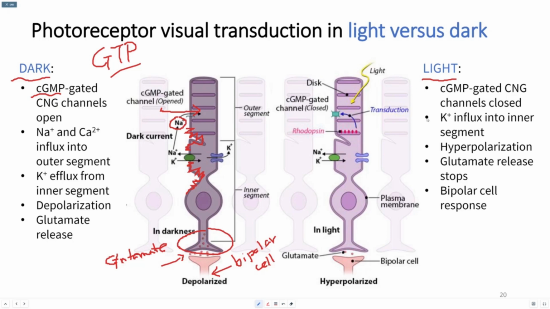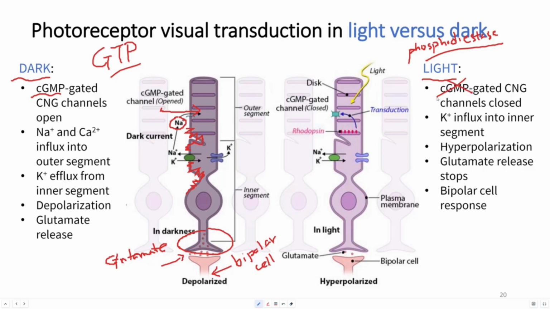On the right-hand side, let's say you are in the light. The rhodopsin is going to split through the bleaching reaction. The enzyme phosphodiesterase is going to break down the cyclic GMP, and therefore cyclic GMP is not going to be activated.